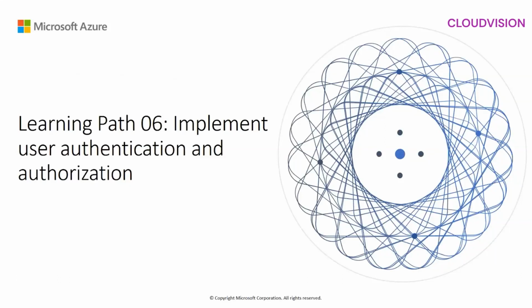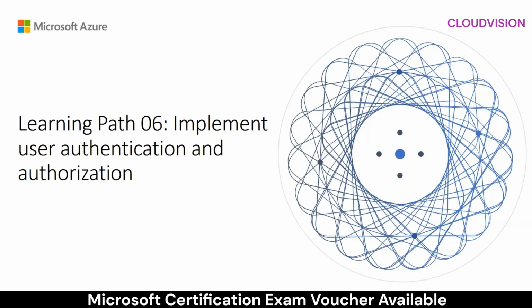Volumes accordingly. So here we are done with the module that is related to containerization. I have shown you the demonstrations as well. So it's time for us to continue with learning path 6, in which we are going to deep dive into implementing user authentication and authorization.